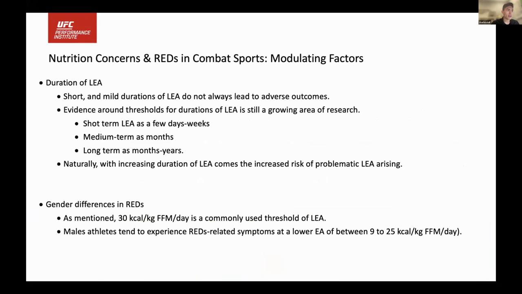Duration. Needless to say, the duration of the low energy availability can really modulate those physiological effects. The thresholds and evidence around it is still a growing area of research. However, short-term LEA is really classified as a few days to weeks. So let's say late fight camp or even fight week. Middle term is classified as a couple of months, and long term is months to years. And naturally, with the increase in the duration of LEA, there's an increased risk of problems arising.